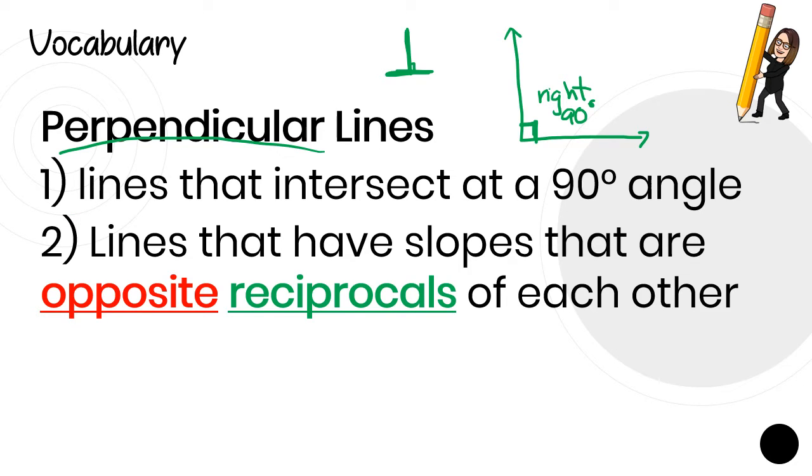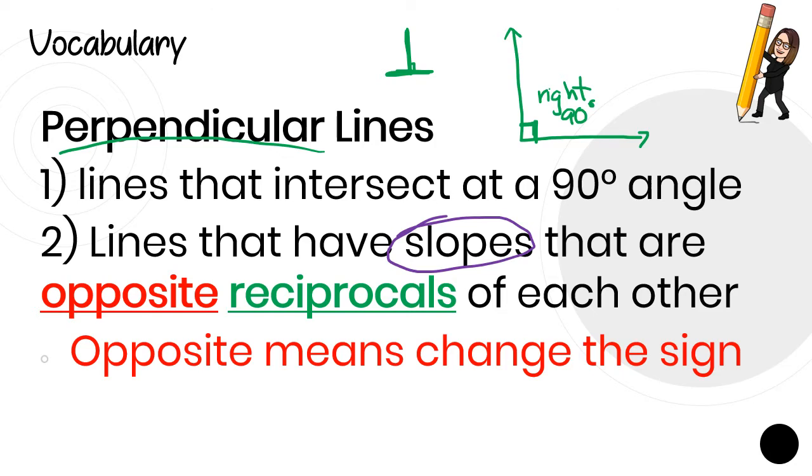But more importantly, if you're going to write anything down, this is definitely it. These two pieces of information. Perpendicular lines have slopes that are opposite reciprocals. We're going to talk about those two words that I've got colored. Lines that have slopes that are opposite reciprocals. So what do those words mean?